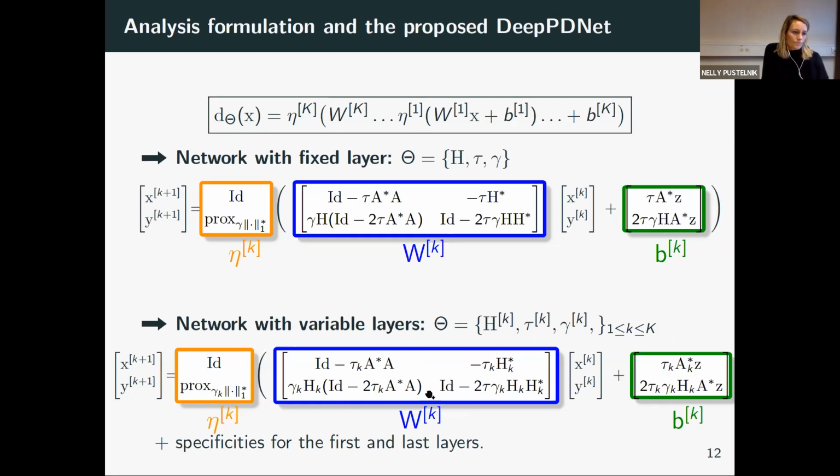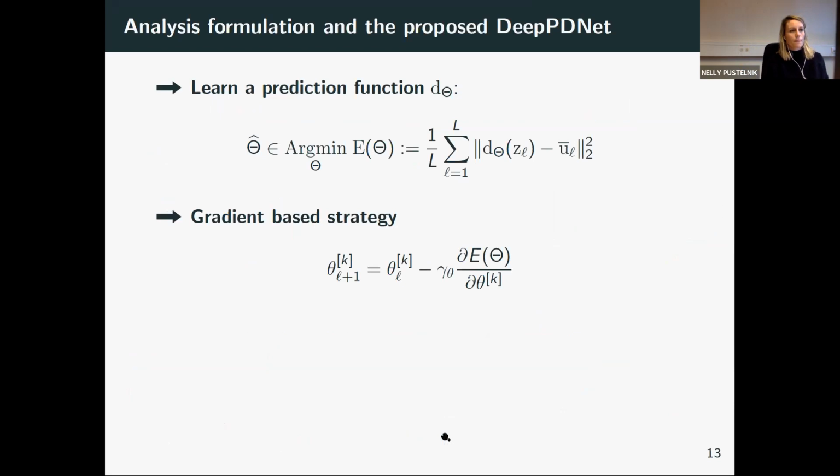Then, in order to have a very simple network, and to have only the degraded data as input, we have some specificity on the first layer, but also on the last layer, which are described in the associated paper. So here is our network. Then we plug it into this minimization, into this empirical risk function, and the objective is to minimize this quantity.